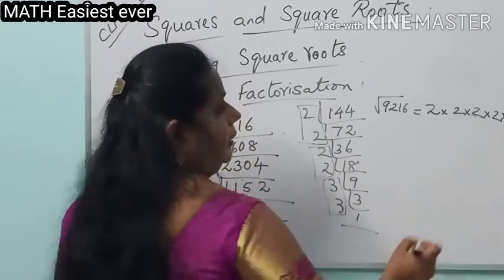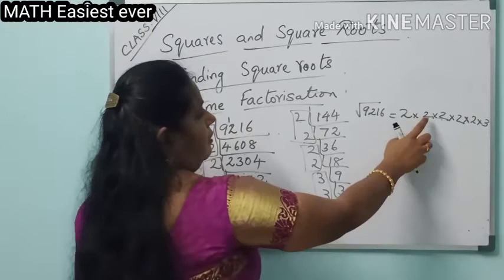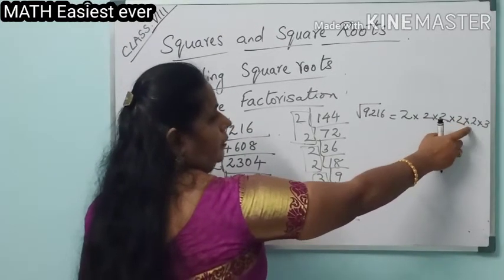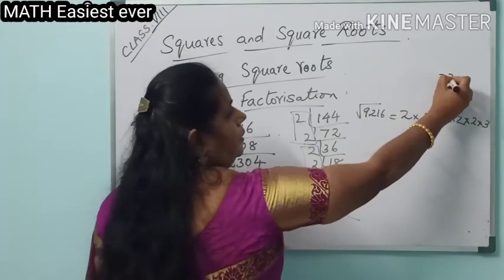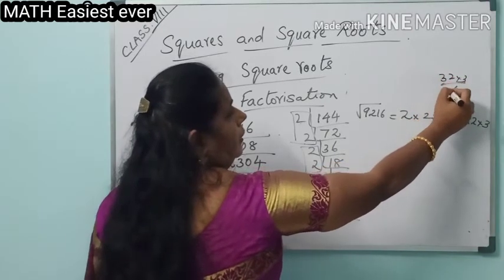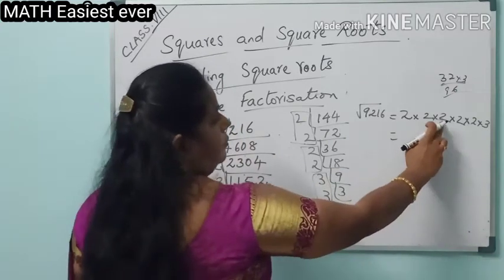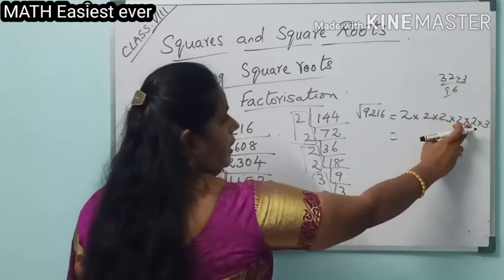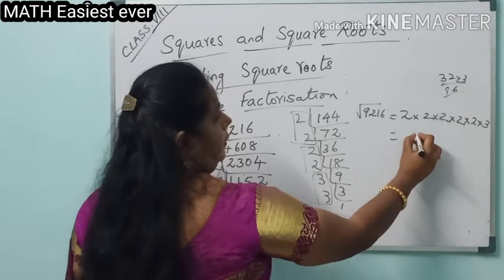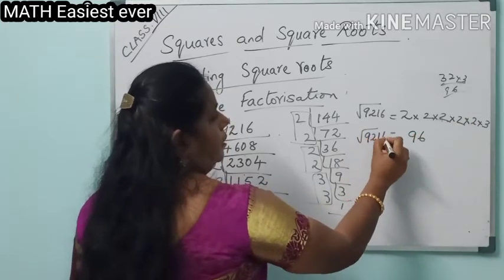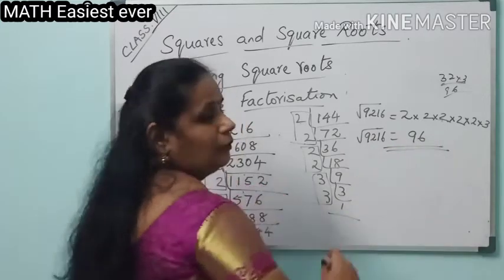Okay. So multiply all these things. 2 twos are 4, 4 twos are 8, 8 twos are 16, 16 twos are 32, 32 into 3. Don't make mistakes, okay? Correctly you have to multiply. 2 twos are 4, 4 twos are 8, 8 twos are 16, 16 twos are 32, 32 into 3 is 96. So the square root of 9216 is equal to 96.